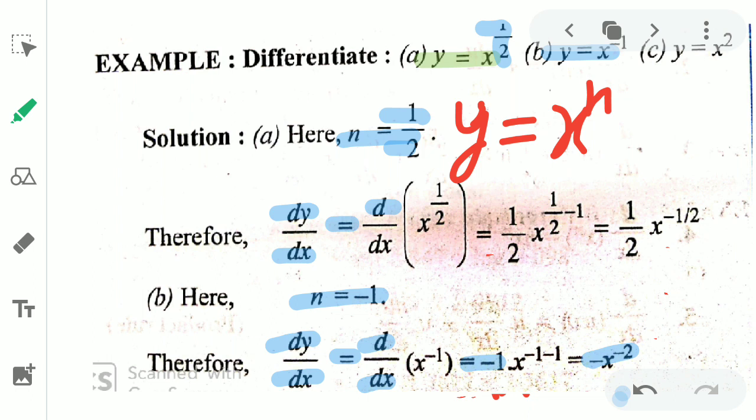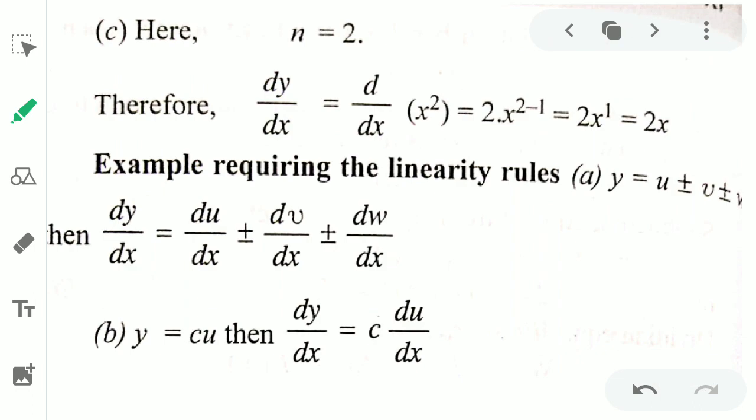Another example, y equal to x square. In that case, what is the value of n? That value will be equal to 2. Apply the same concept, power forward and minus 1. So dy by dx will be equal to d by dx of x square, that is power forward 2, x to the power 2 minus 1. So 2 x to the power 1, and we further rewrite, that is 2x. So that is a general example.